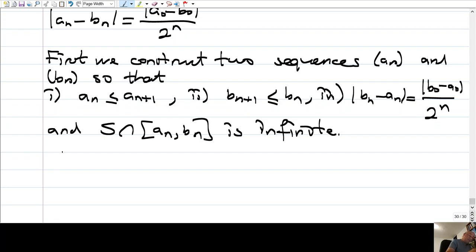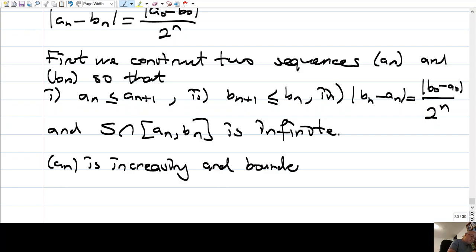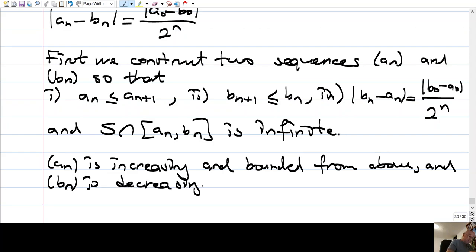So here is the statement. an is increasing and bounded from above, and bn is decreasing and bounded from below.